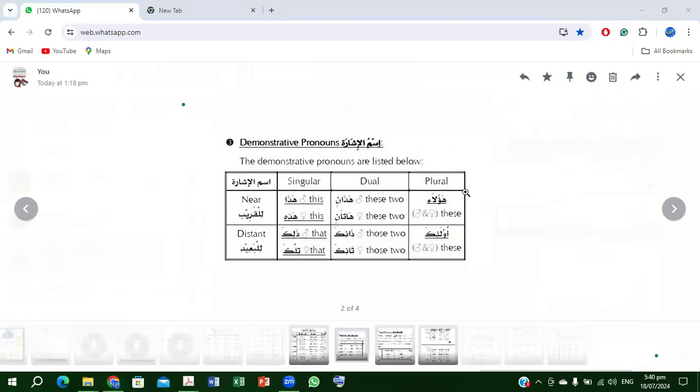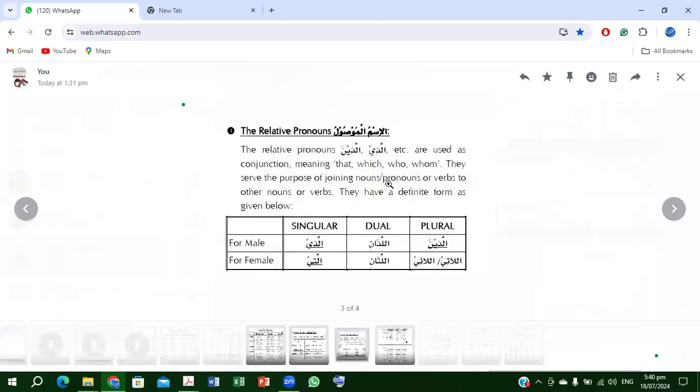Okay, and one more thing today I want to discuss, that is relative pronouns, right? Ismul Mausul. The relative pronouns, that is alladhi or alladina, etc., are used as conjunctions, meaning that, which, and connectors. Previously, in the other slides, we have studied them under the heading of connectors. Ismul mausul, that is connectors. They connect, they join two phrases or two sentences together.